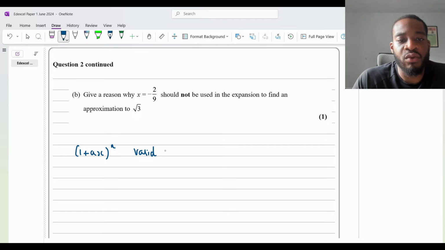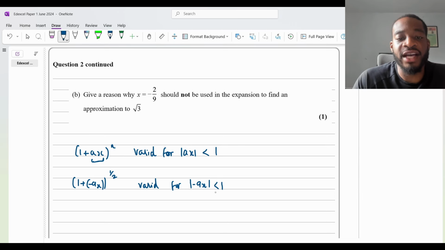This is valid for when the modulus of this thing here, right? So the modulus of ax is less than 1, right? So in our case, remember, we had 1 plus, and it was minus 9x, isn't it? We wrote it like that, to the half. This is going to be valid for when the modulus of minus 9x is less than 1.